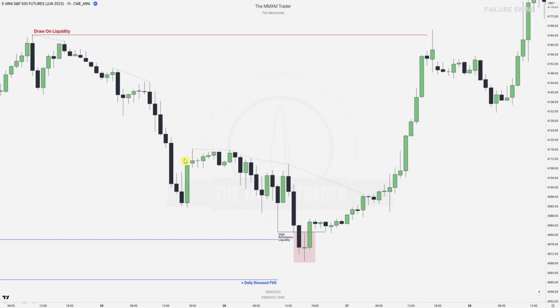Now also notice how this is still in discount levels, right? Because the premium is about around here and we want to move up into that draw on liquidity, which is up here, and then target all that low resistance liquidity, all those failure swings up here, and then eventually up here on a draw on liquidity.